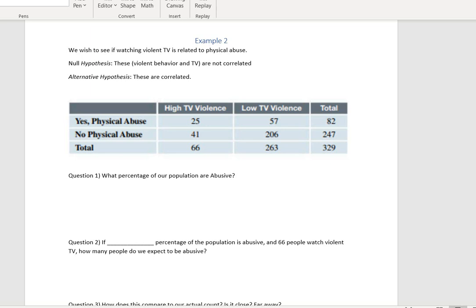Our second example, what we want to do is see if TV violence is related to physical abuse. So our null hypothesis is that violent behavior and TV are not correlated. Our alternative hypothesis is that these are correlated.